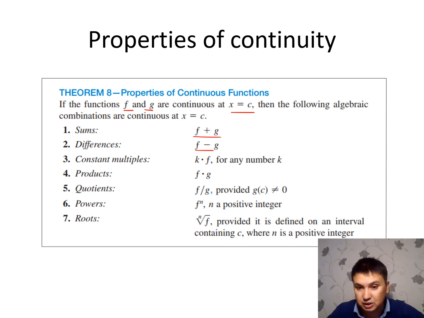And if you take the quotients, like rational functions, f over g, again, it's continuous as far as g of c is not 0, because you cannot divide by 0. And finally, the root. If you take the nth root of a function f, as far as this is meaningful, then it's okay. So what do I mean by meaningful? When n is even, the f must be non-negative. Otherwise, it would not exist.